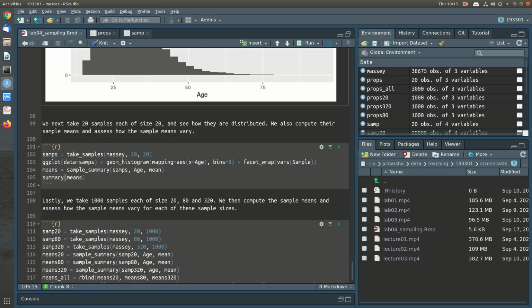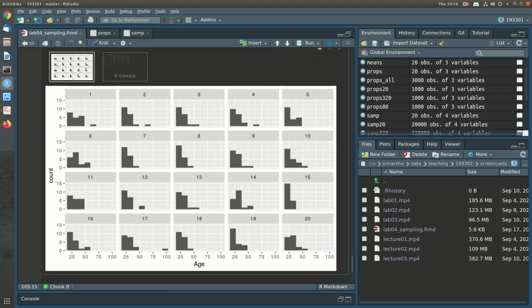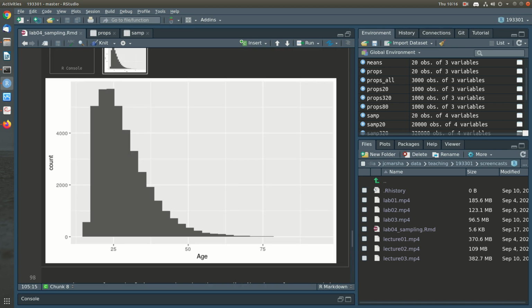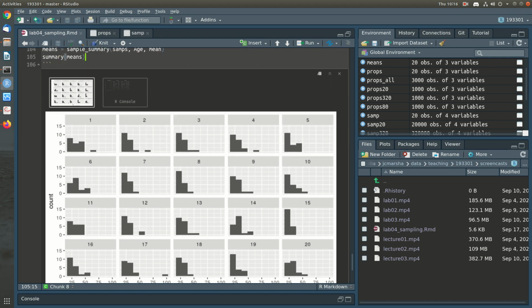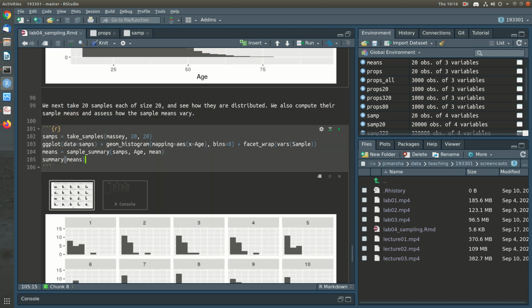So we're going to repeat the process. We're going to take our 20 samples of size 20 and plot each of them. You can see that the histograms here don't look all that much like this one, because they're quite small samples. We've got a sample of size 20, so the variation is going to be quite high. But nonetheless, they look sort of the same, don't they? They all look kind of skewed to the right. It's a little bit hard to tell with the low sample size.